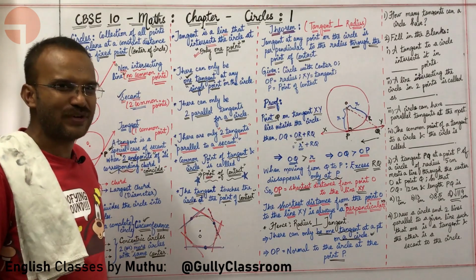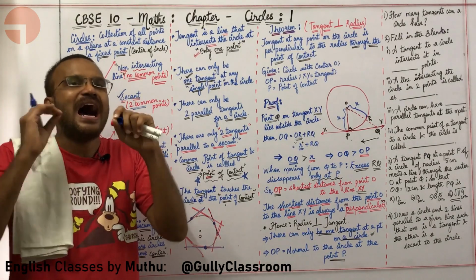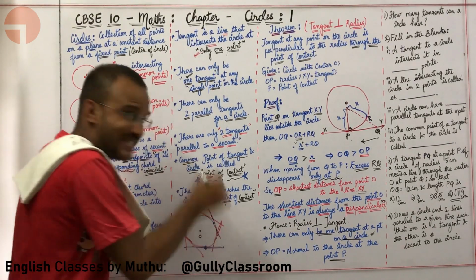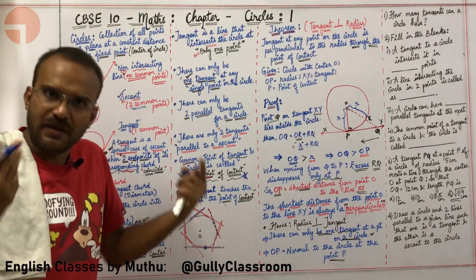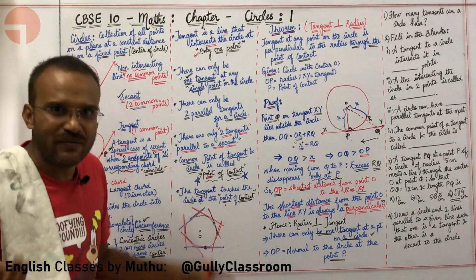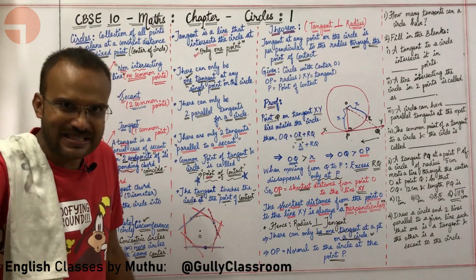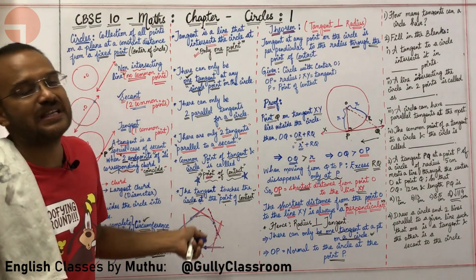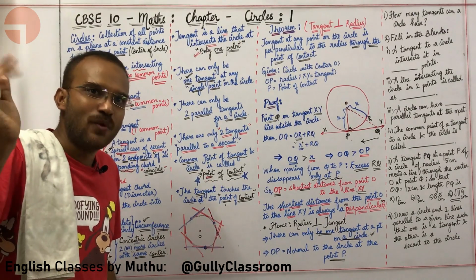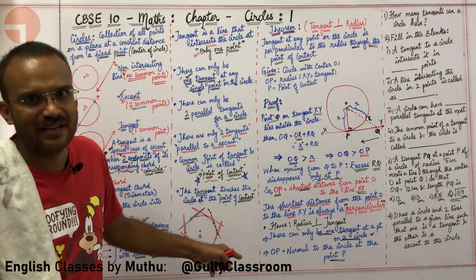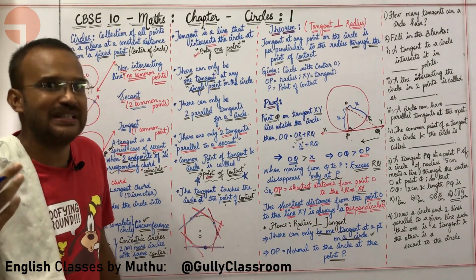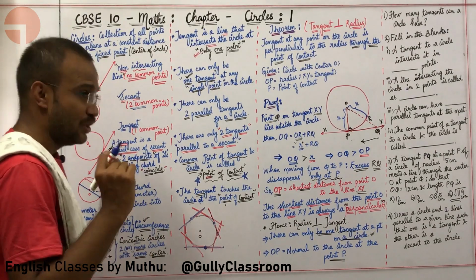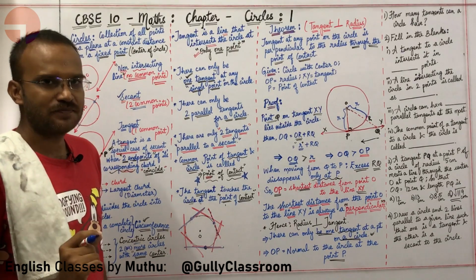Are you able to understand the difference? At a given point, there can be only one tangent. But each circle will have many points, a million points, 1,000 points, and each and every point will have a single tangent. Each and every point on the circle can have one tangent, which means each circle can have so many different tangents. Are you able to understand the idea here? Yes, sir. Let me repeat once more.